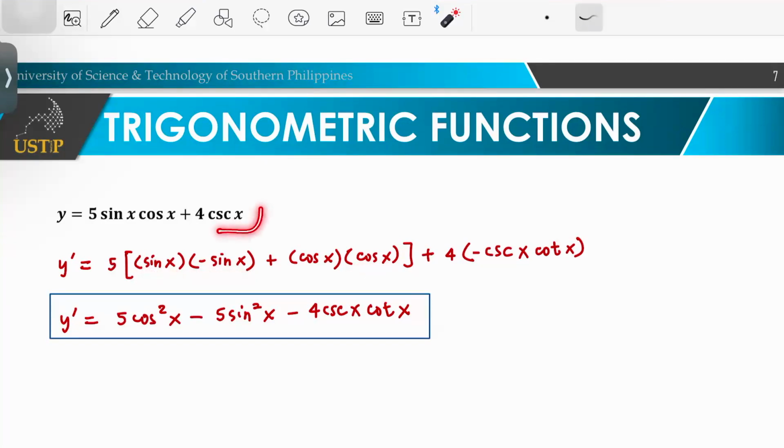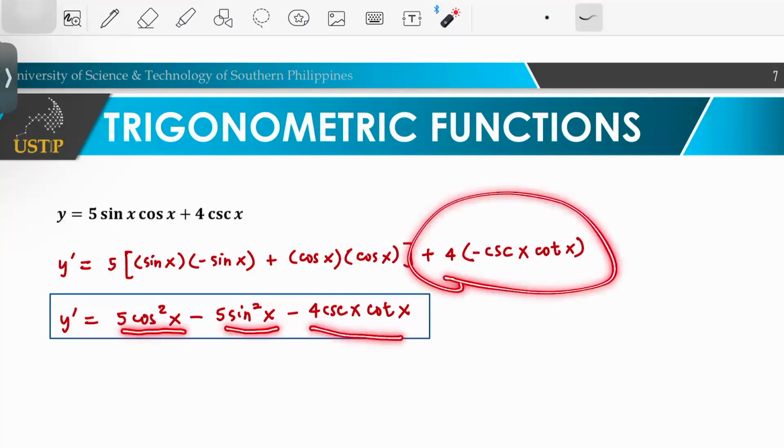Plus 4, niya, ang derivative of cosecant is negative cosecant x cotangent x. Again, refer to the table, to the list of derivatives for trigonometric. Okay, so we now simplify. So you will have kini kay negative sine squared, no? So ato na siya ibalhin kay kini positive man ni. Unahan na nato sulat ang positive. 5 cosine squared minus 5 sine squared minus kanina dayon.